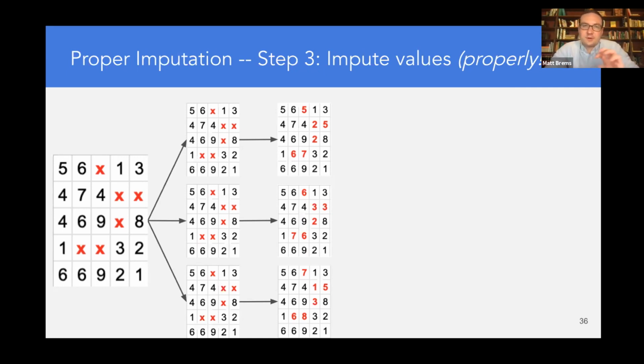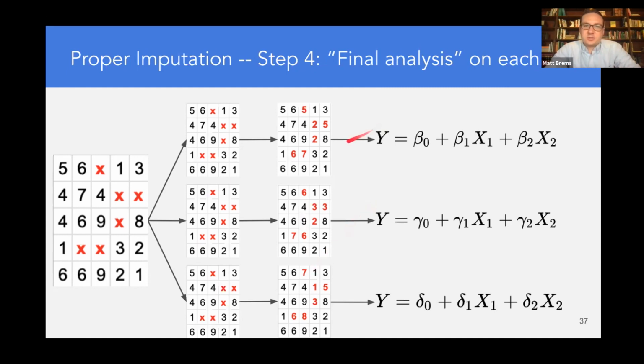Then what I'm going to do after I've filled in those missing values is I'm going to build my final model on each data set. So let's say my goal was to fit a line of best fit. Rather than doing that on one data set, I'm going to do this on all, in this visual, 3 data sets. So I build one linear regression model here on that first completed data set. I then build a second linear regression model on that second completed data set. And I build a third linear regression model on that third completed data set. So that's step 4.